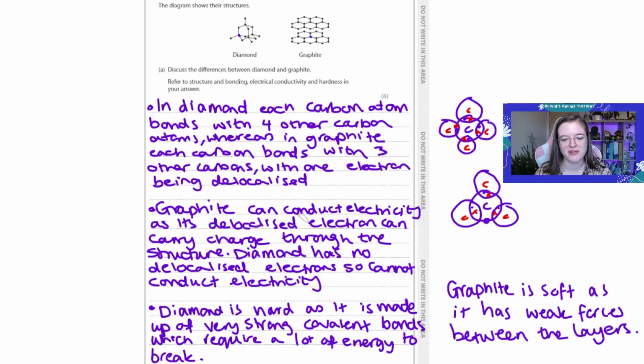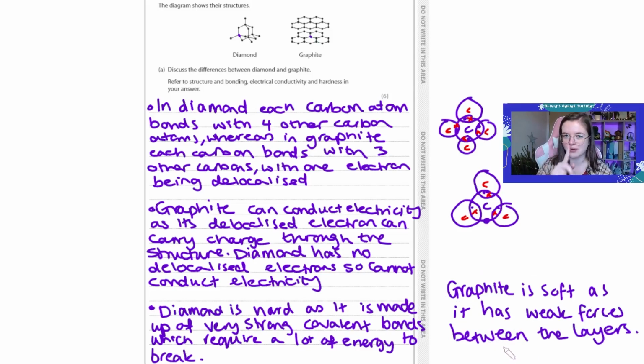And then graphite can conduct electricity as its delocalized electron can carry charge through the structure. Diamond has no delocalized electrons, so cannot conduct electricity. And then diamond is hard as it's made up of very strong covalent bonds, which require a lot of energy to break. Graphite is soft as it has weak forces between the layers.